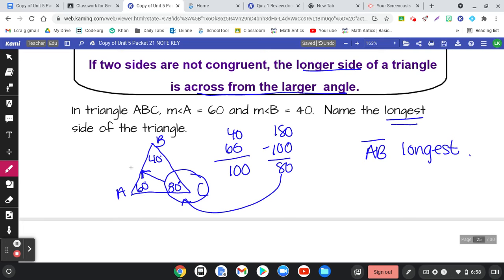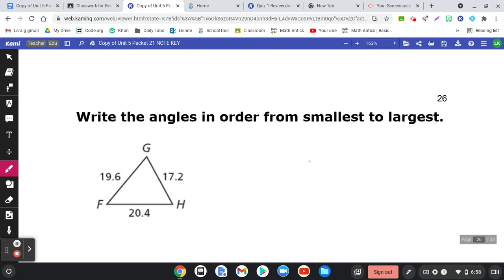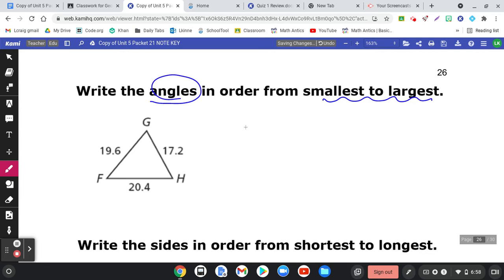And then the longest side is across from the biggest angle, and the shortest side is across from the smallest angle. All right, so we're going to write the angles in order from smallest to largest. You might say, well, we don't know any angle sizes. Well, look at your sides. The smallest angle is going to be across from the shortest side.